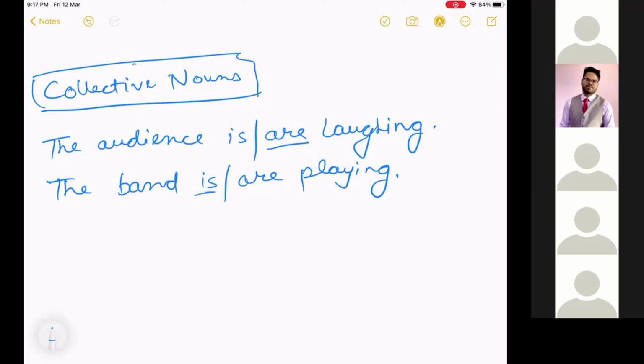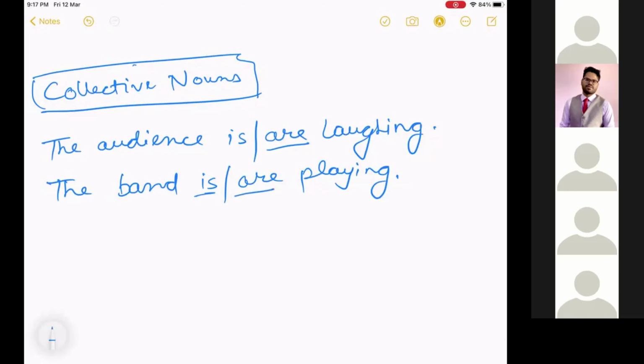Akash? Band are playing. Okay. And the first one, the audience are. Vartika? The audience are laughing and the band... No, no, the second one: the band is playing or the band are playing? The band is playing. Why are? The band is playing, the audience is laughing. Okay, you told me, I'm just asking. Audience is laughing and the band is playing.